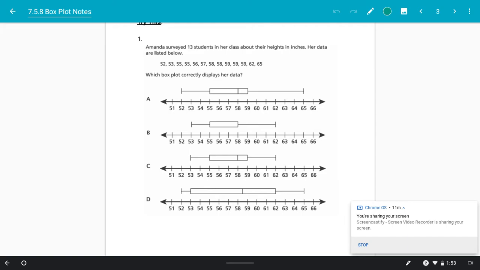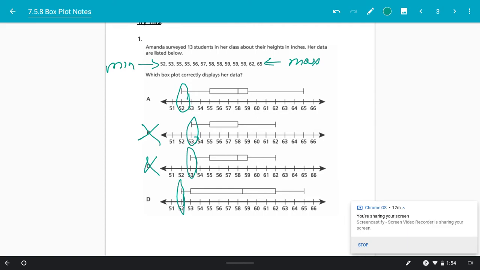So there are 2 things that I can find very quickly from this data set because it is very nicely put in order for us from smallest to largest. So I can find the minimum and I can find the maximum very quickly. So the minimum is 52, so I know that the lower side of my whisker has to be at 52. So I know this one's okay. This one actually has a minimum of 53, so that's out. Same with choice C, that's out. And then choice D has a minimum of 52. So I'm now between choices A and D.